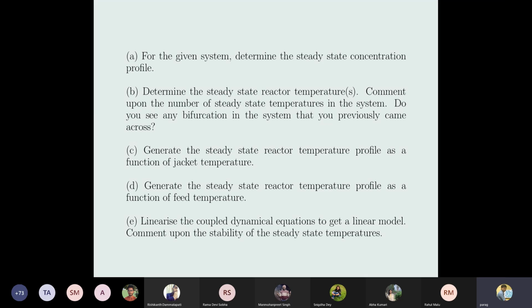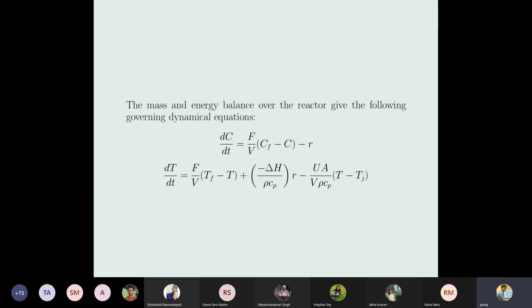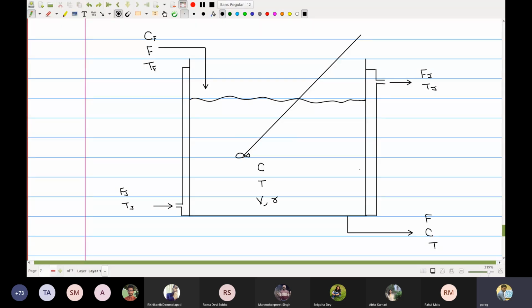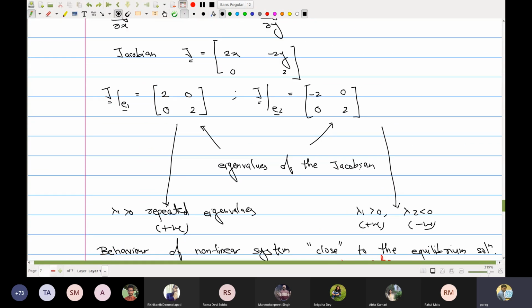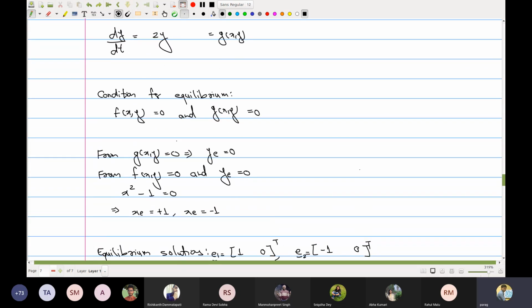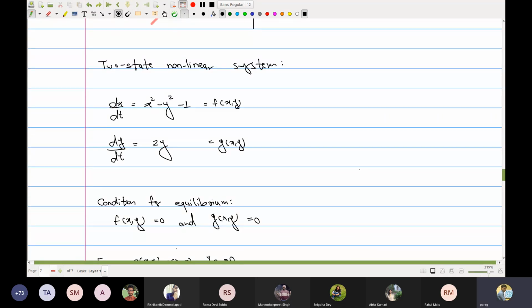So then what's to be done? For a given system, determine the steady state concentration profile. So let's see what happens to the steady state. You have two equations which are non-linear. All of these equations are non-linear. There is no reason for these to be linear, and therefore we have a case like this. You have a two-state system: dx by dt, where x is the concentration, and dy by dt, where y is the temperature. So how would you determine the equilibrium or steady state solution?